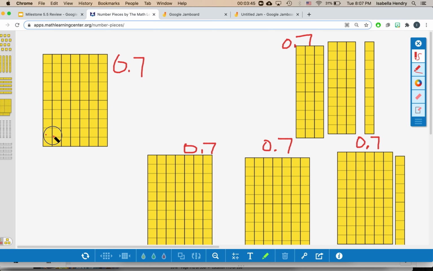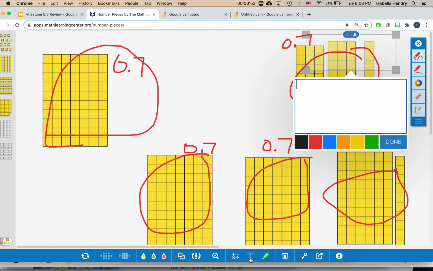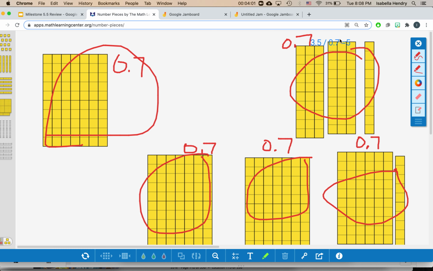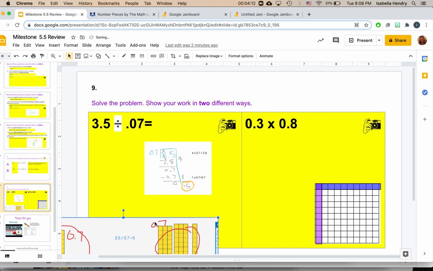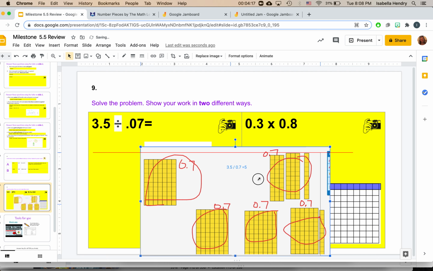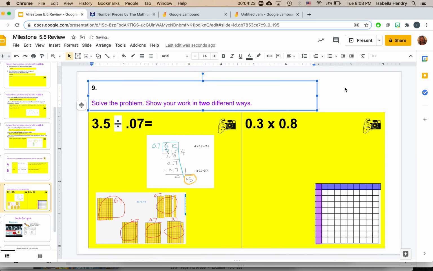Okay, so I've made some groups. In total, I have 1, 2, 3, 4, 5 groups. So I can successfully say 3.5 divided by 0.7 equals 5. Then I would just take a screenshot of my work and bring it over here. So now I've showed my work on the first one in two different ways. And of course, there are other ways to show your work. I'm just showing you two quick examples.